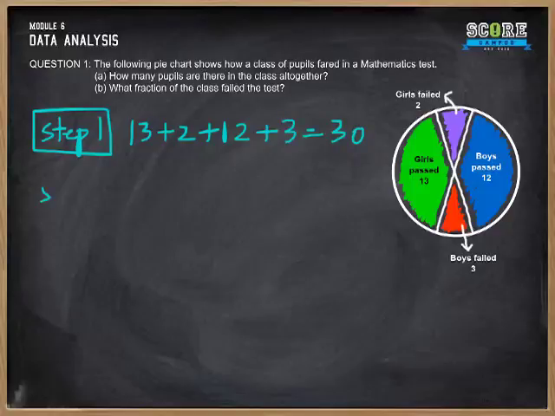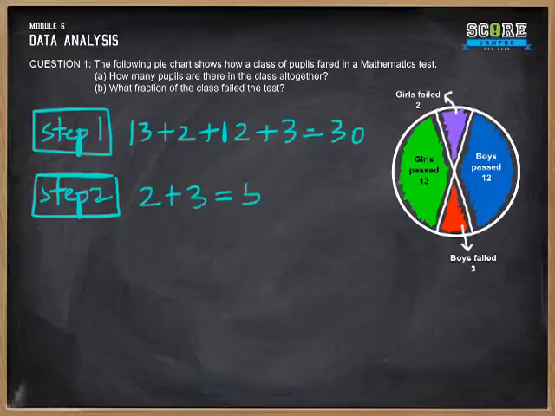Now let's move on to step 2 and part B of the question. First, we look for the number of pupils who failed the test and express it as a fraction of the total number of pupils. Tell me the number of pupils who failed the test. Girls 2, boys 3. You add both of them up and you get 5. Express that as a fraction of the total number of pupils and you get 5 over 30. When you simplify that by dividing both numbers by 5, you get 1 over 6. And that is your final answer for part B. And 30 is your final answer for part A.